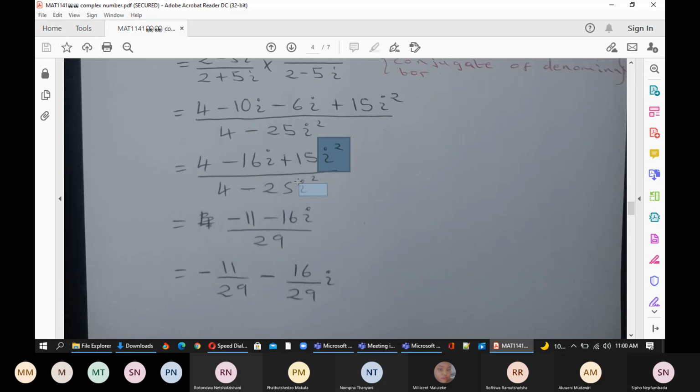Even on this one, we substitute, we know that i squared is equal to negative 1. So we're going to say 4 minus 25, open into negative 1. It gives us what? 29.